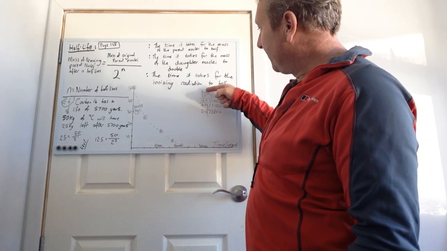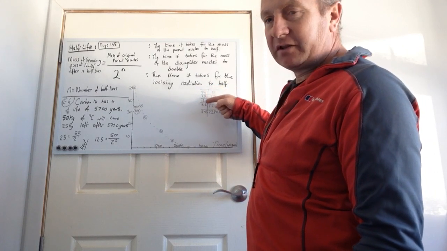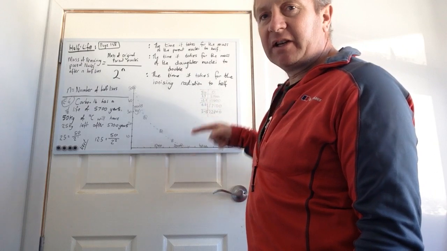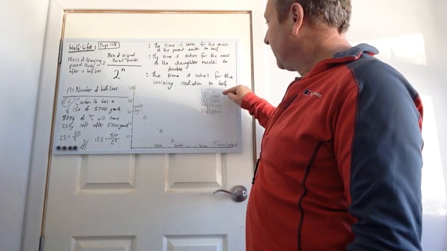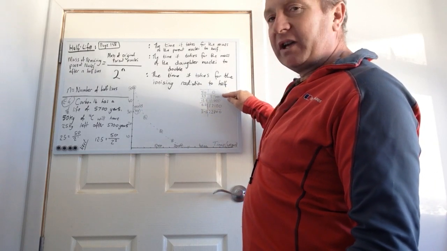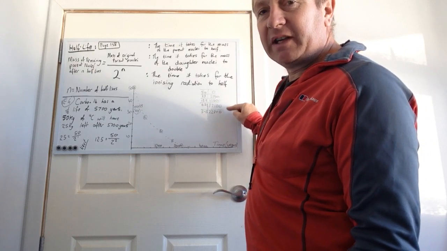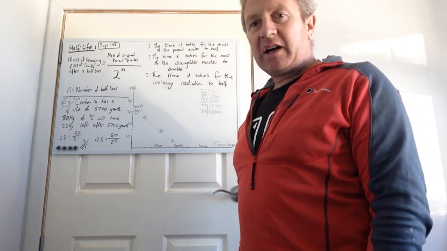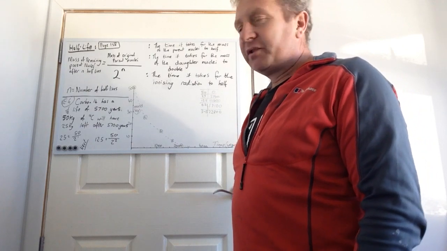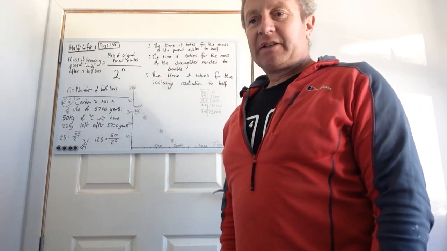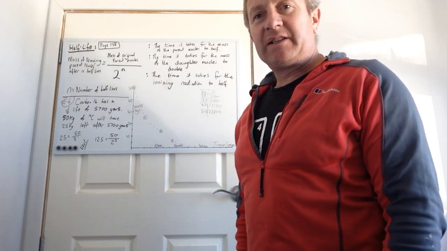So each time the 50 halves to 25, to 12.5, to 6.25, and then to 3 point not very much. And each time we add 5,700 years onto the time. Why carbon-14? Well, because it's important for doing carbon dating.